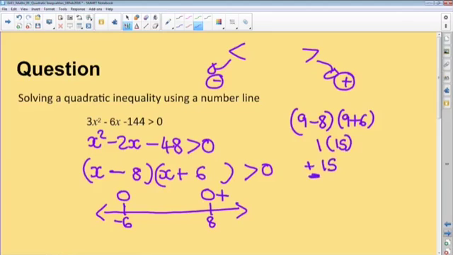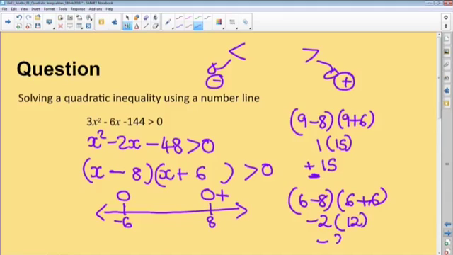Like in the previous example, we take the numbers between minus 6 and 8. We substitute between minus 6 and 8. Let's say we take 6. If you put a 6 there, you'll have 6 minus 8, bracket 6 plus 6, which gives us negative 2, bracket 12, and that's minus 24. Now, guys, we are only concentrating on the sign. So the sign that we get is negative, right?